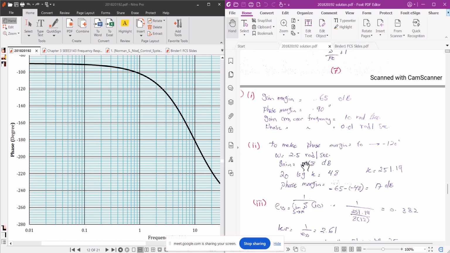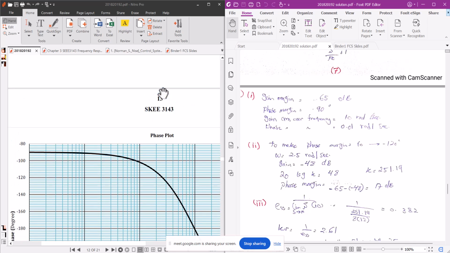It's also known as kV. This value is also kV, because it's a type 1 system. For the type 1 system, this value is basically kV. From kV we can get the steady state error, 1 over kV. If we take the inverse of this, we will get the steady state error, because ESS is equal to 1 over kV. So this is omega, which is also kV, that is equal to 2.5 radian per second.